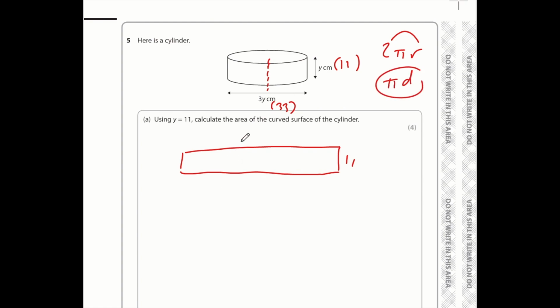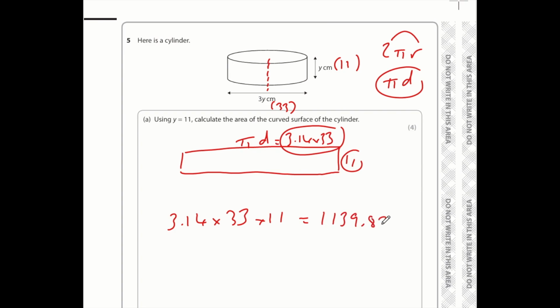Okay, so we've got pi, which is 3.14, times the diameter, which is 33, multiplied by 11. I should have said more clearly on this diagram that it's a rectangle which is 11 high and 3.14 times a diameter of 33. So the area is this multiplied by this. And 3.14 times 11 times 33 comes to 1139.82.